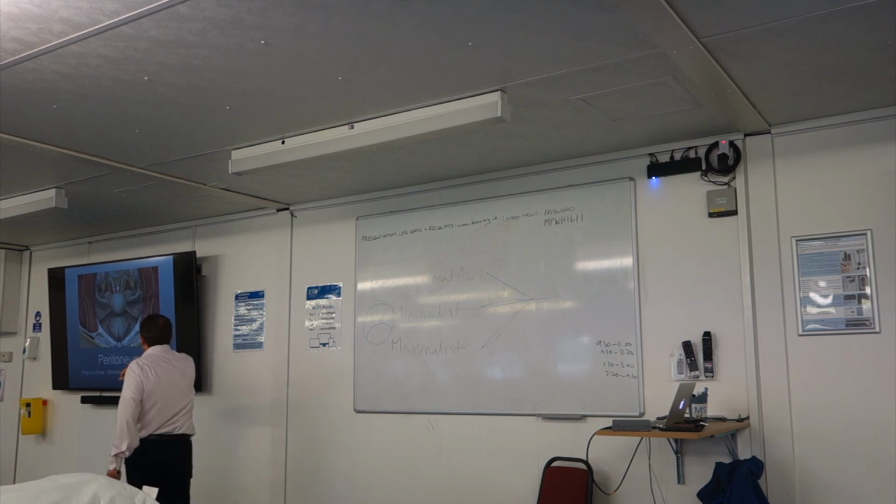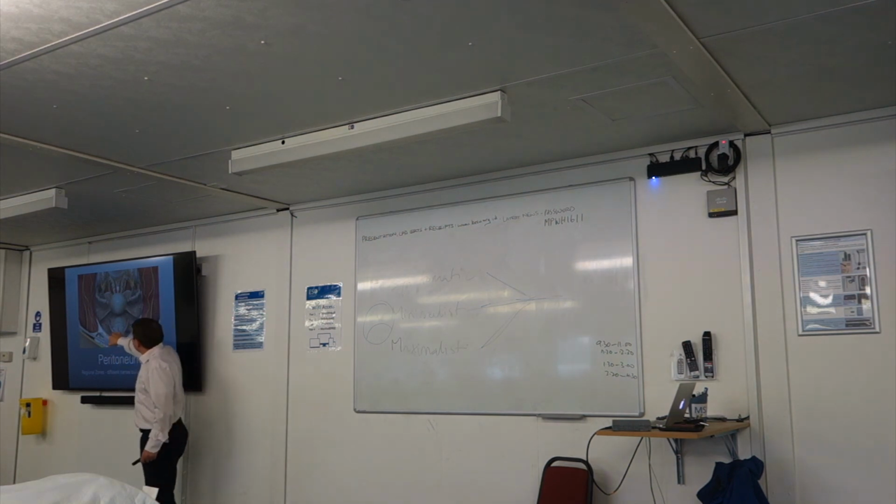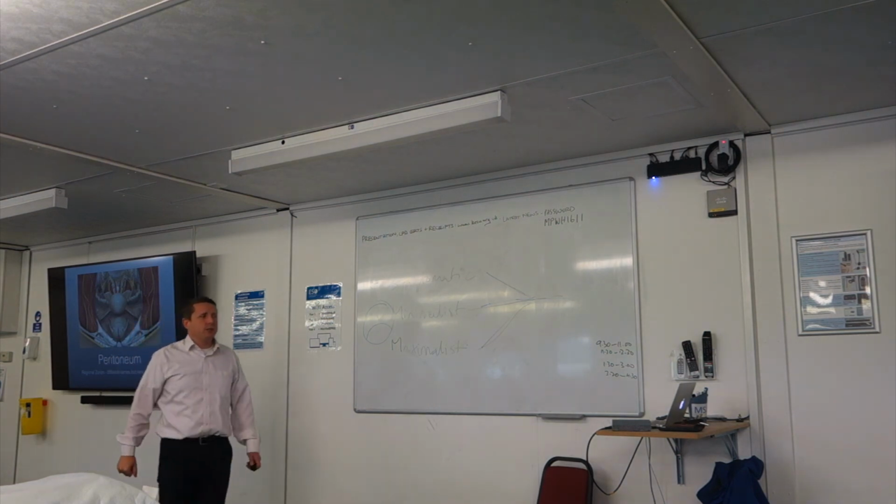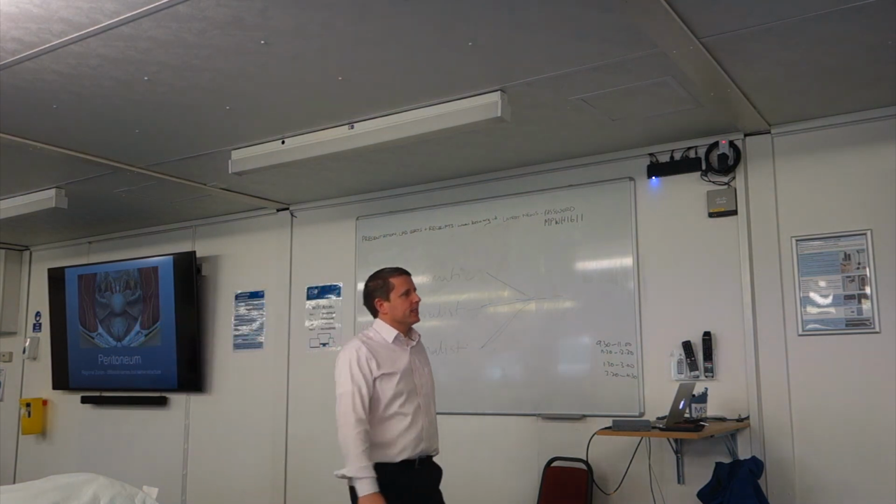The other structures I want you to be aware of are these three ligaments here, which support the bladder. This is the median umbilical ligament, and then these two on the side are the medial umbilical ligaments, and we will test those later.